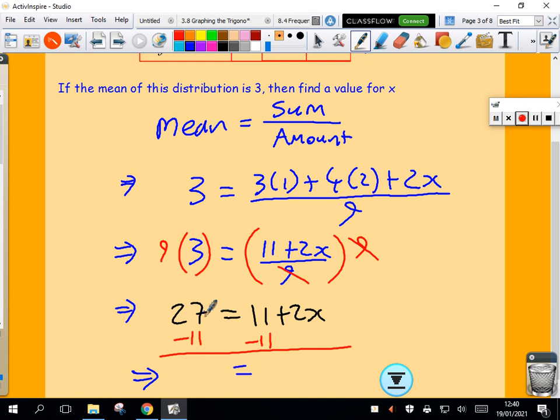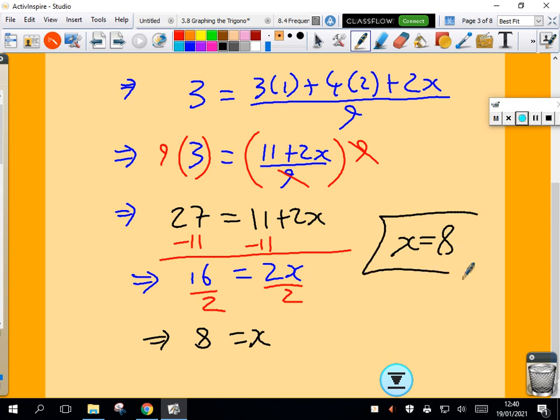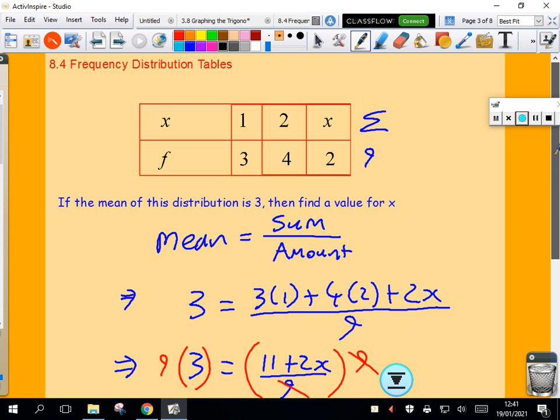On the left, 27 subtract 11, well, that's 16. On the right, I'm going to get 2x. And then finally, to solve for x, I'm just dividing by 2 on both sides. Dividing by 2 on the left, 8, and on the right, x. So x is equal to 8. That's my final answer.